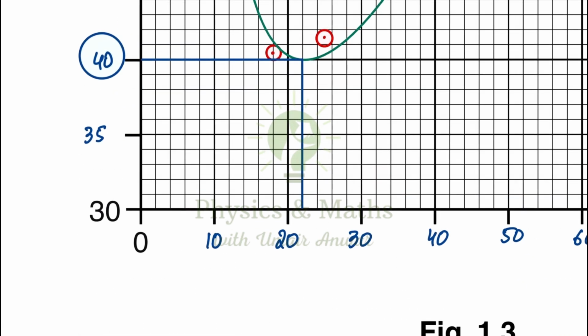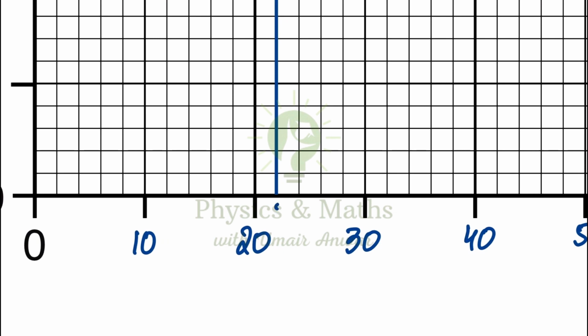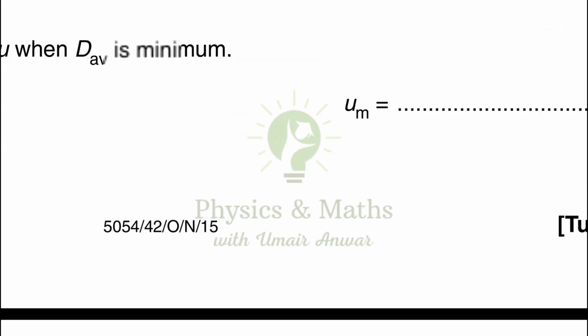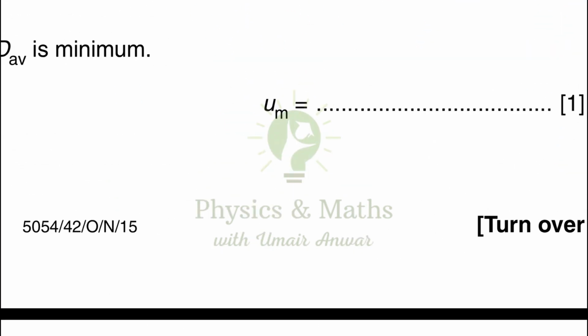Now, the value against the minimum average value of D that we get for U is 22 centimeters here. So this point is representing a value of 22, and this would be recorded in the answer space as well. So I'm writing 22 centimeters here.